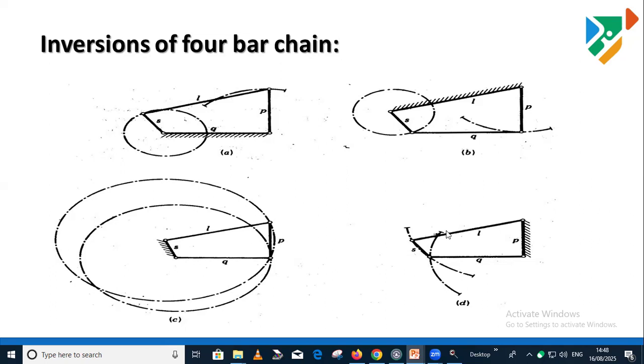So we can transfer motion by using the first combination: link 1 is fixed, rotary to rotary. For the second combination also, oscillatory motion is feasible. The third is also feasible, but at the 4th, it will not be feasible to transfer motion from input to output. Okay, so stop here. In the next class we'll discuss the inversions of the 4-bar chain.